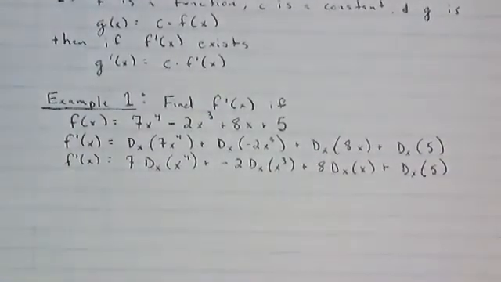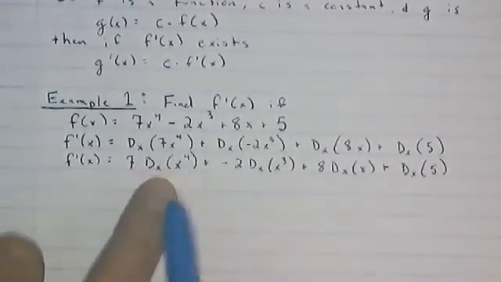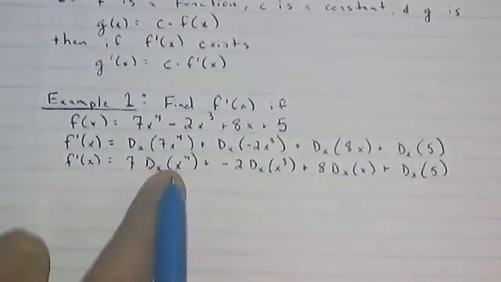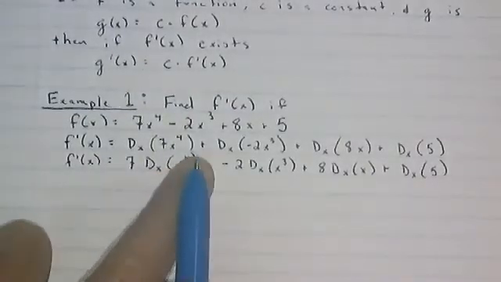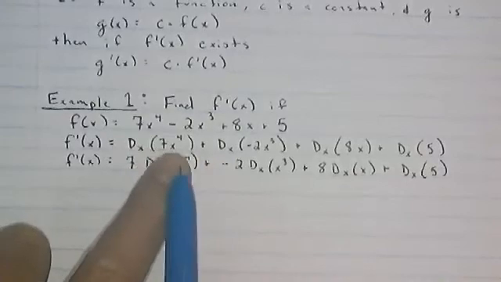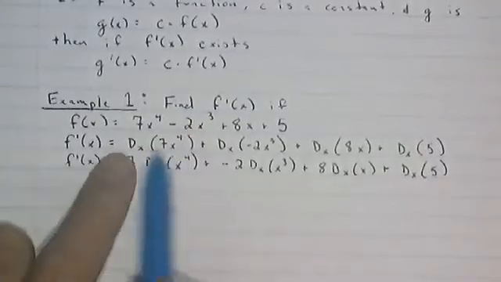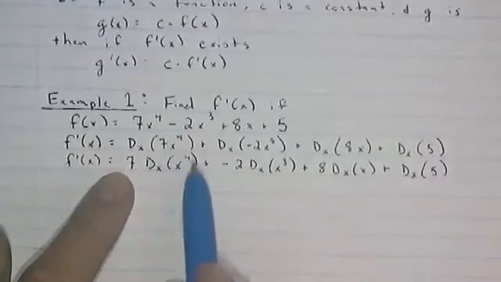I'm showing what rules are actually being applied when we do this. But again, in practice, you're just going to be able to look at 7x to the 4th and say that the derivative is 28x cubed, because it'll just become automatic. Now we're going to apply the power rule, because technically the power rule is only on x to the n. It's not on a times x to the n, even though in practice it kind of turns out to be.